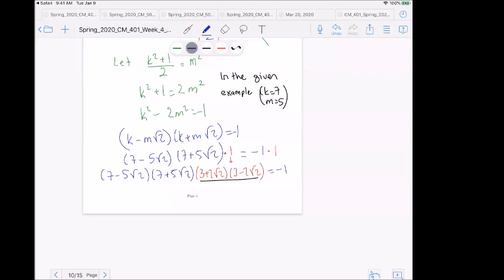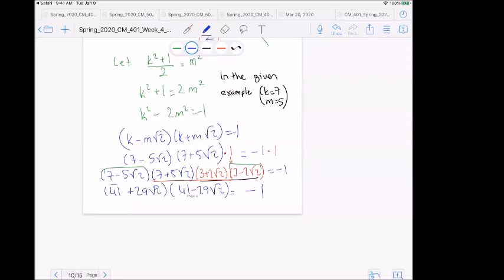Now, why did I do that? Because now notice that 7 plus 5 root 2 times 3 plus 2 root 2 is going to give me 41 plus 29 root 2. And then the other one, the part I marked with green, is going to give us 49 minus 29 root 2. And you can see that this is also equal to -1.